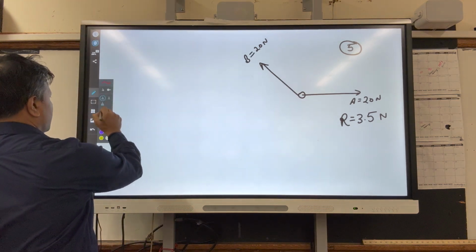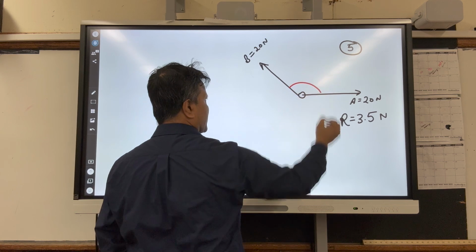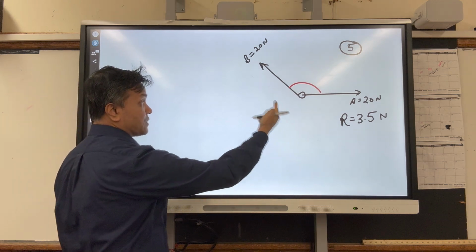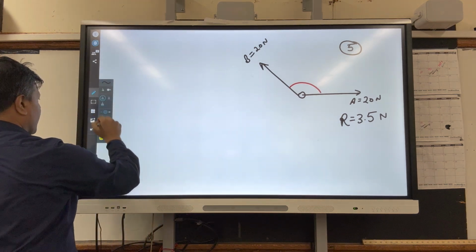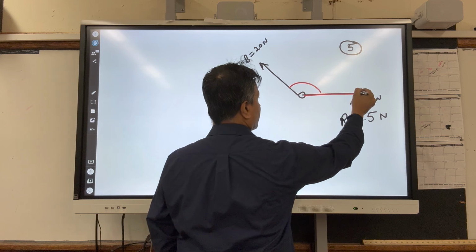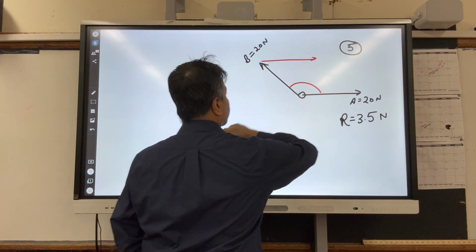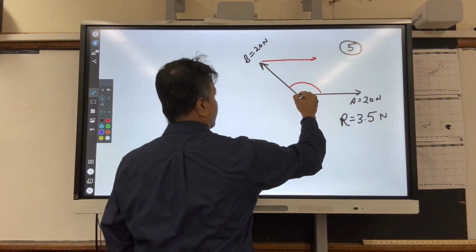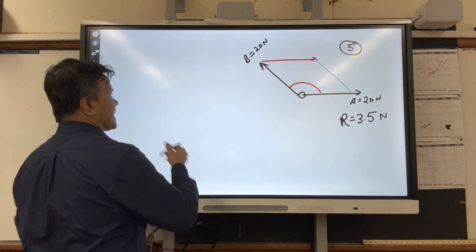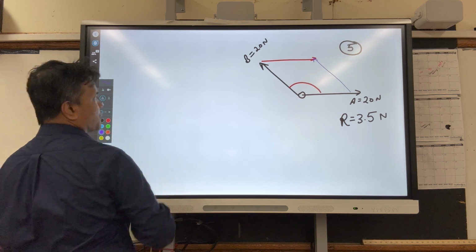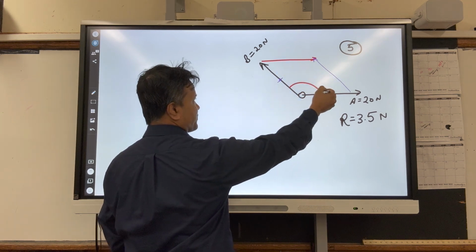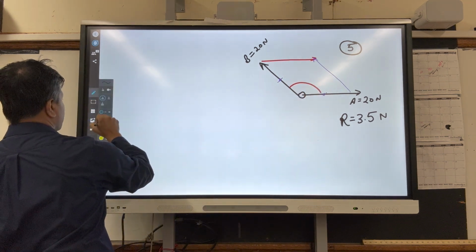So what angle am I referring to? I'm referring to this angle. Okay, so how can I find this angle? Well, I can use the parallelogram, because I can turn this into a parallelogram, right? Now this is a parallelogram, right? Okay, good. The law of parallelogram will allow us to find the angle between this vector and this vector. So let's use the law of parallelogram.